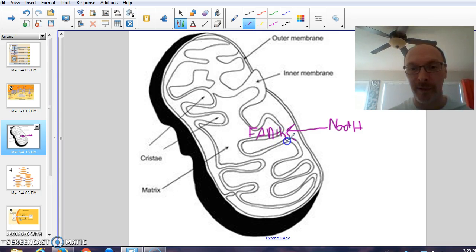All right, and I'm writing that right there. So we changed into FADH2, not very good writing. So NADH gets changed into FADH2, and that's what makes it into the interior of the mitochondria. And so it's the FADH2 that gets processed by the electron transport chain for ATP production, not NADH.